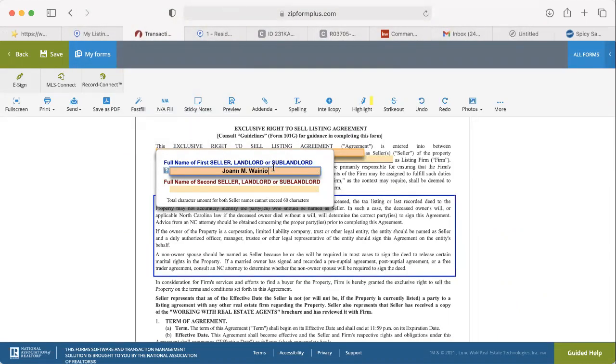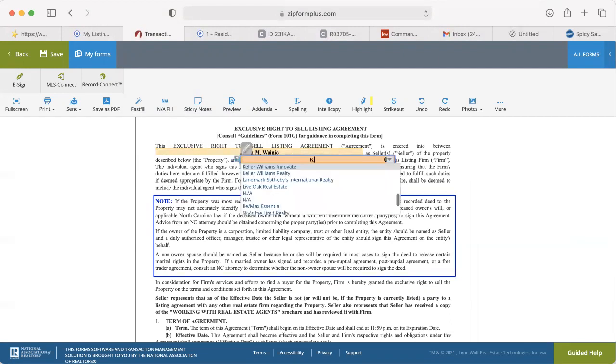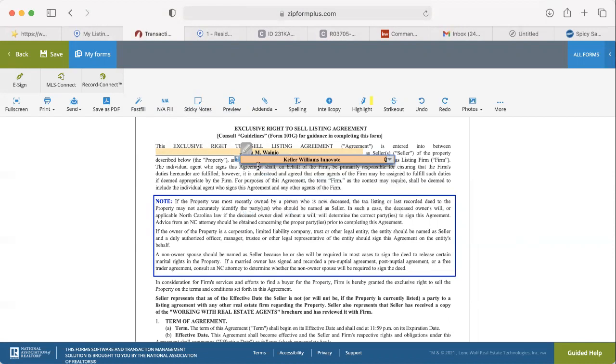So if there were two of us that own the property, the first name would go here and then the second name would be here. And then the firm name would go in this as the listing firm. So this would be Keller Williams. You can select Innovate or Realty. Either one of them is a legal name for us. So don't get caught up on which one to use, because either one is acceptable.